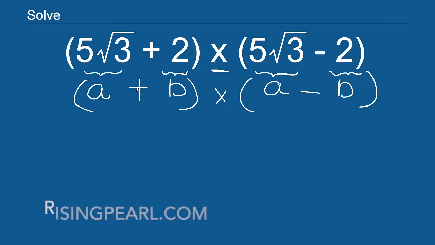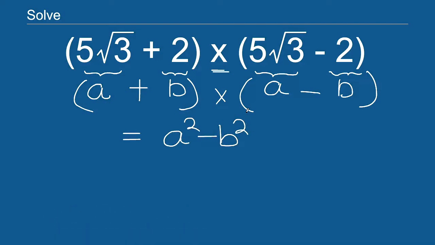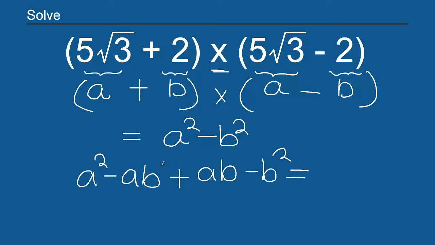So we should immediately recognize that A plus B times A minus B is A squared minus B squared. Here what we could have done is multiply term by term. A times A gives A squared. A times B gives minus AB. Then B times A is AB, and B times minus B is minus B squared. So the AB terms cancel out and we are left with A squared minus B squared.